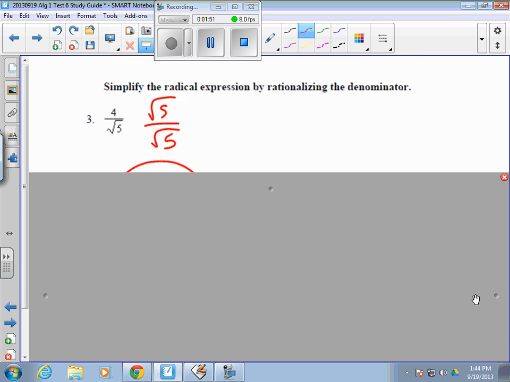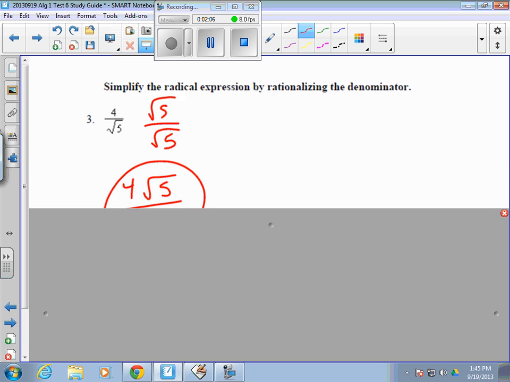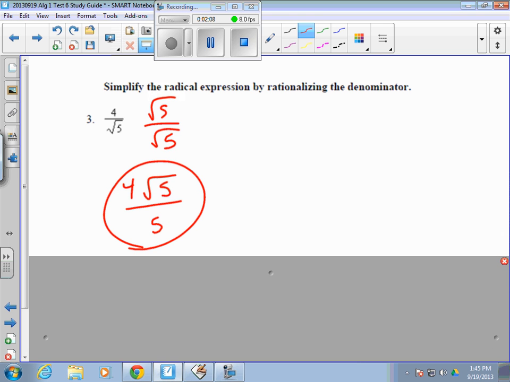Number 3 says 4 over the square root of 5. Again, rationalize it, so multiply whatever's on the bottom over itself. You get 4 times the square root of 5 over, you multiply the square root of 5 times the square root of 5, you get the square root of 25, which simplifies back to 5.